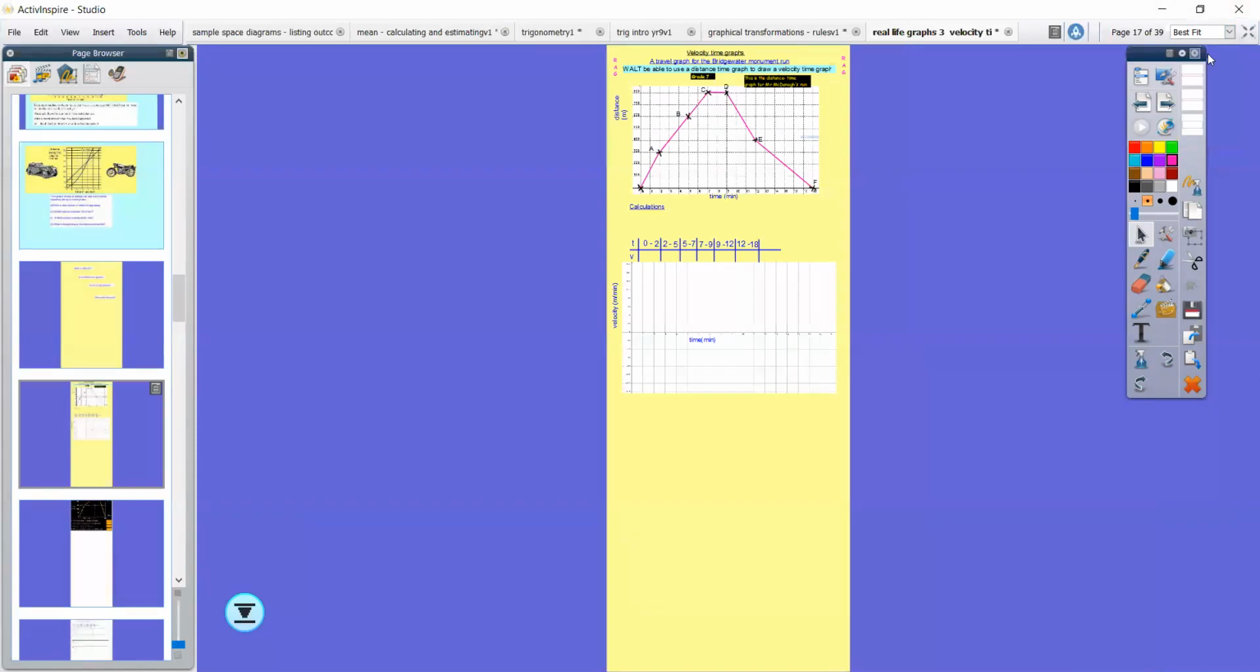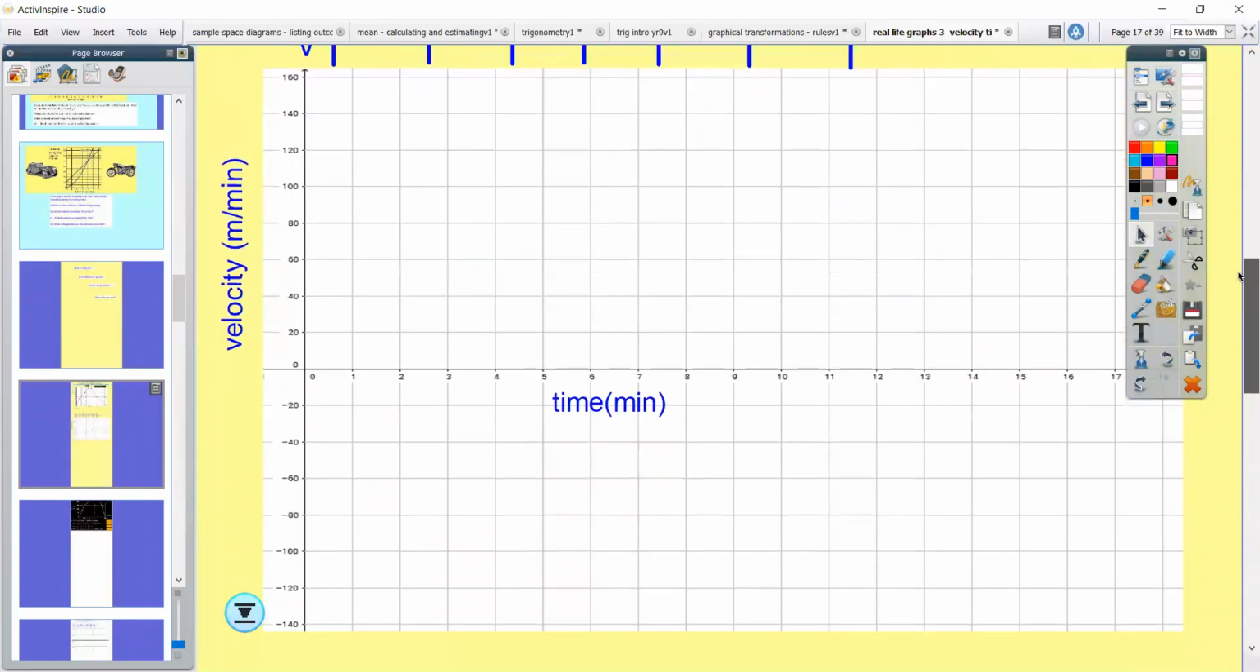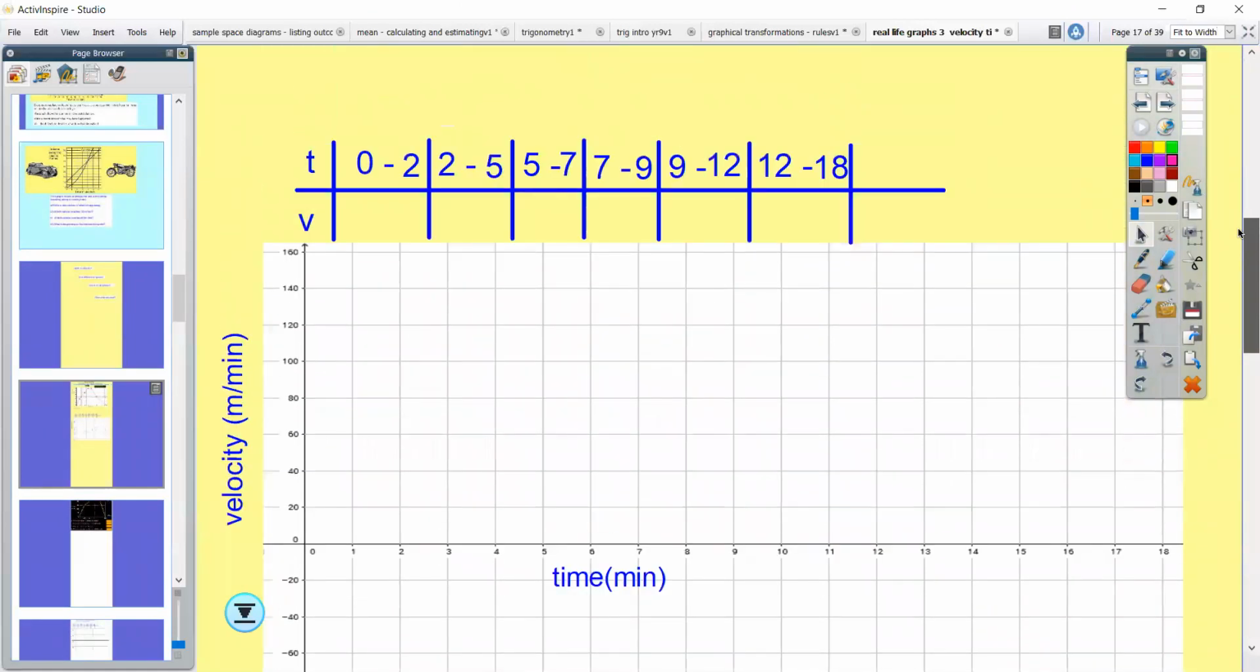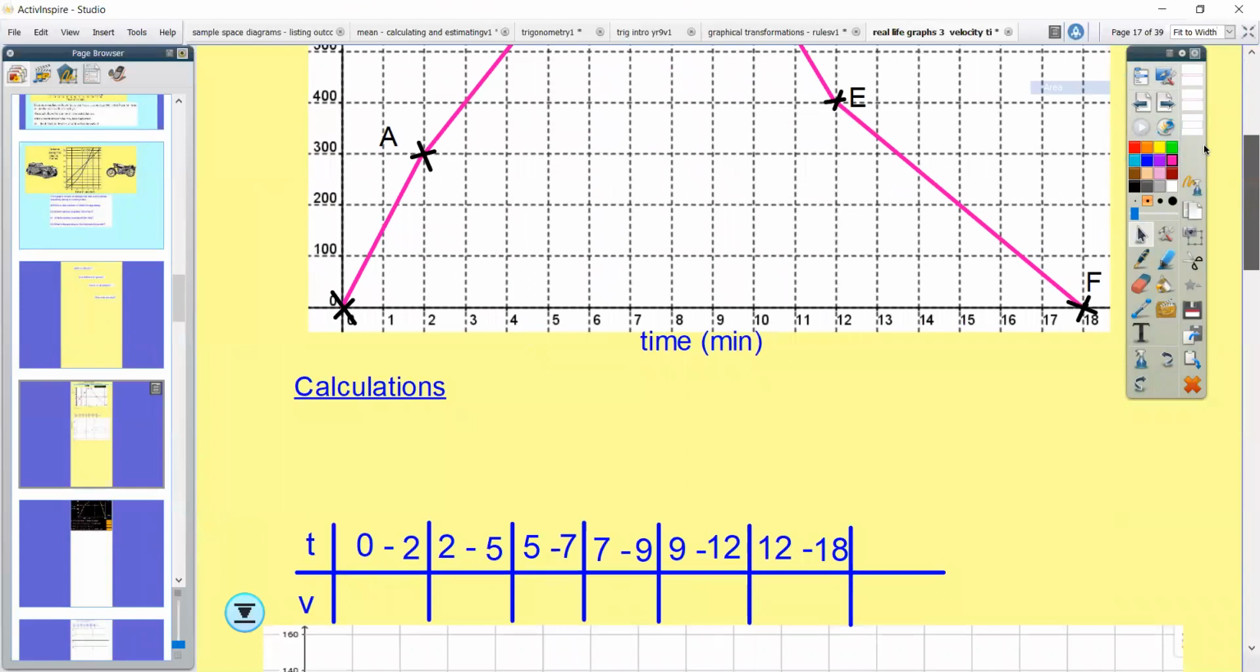So, this one here, there's the graph. And then underneath it, I print the whole thing out and give it to them. Because now what we're going to do is work out the velocities. Now, they've already done this, but what would the velocity time graph look like? Well, we said between 0 and 2 minutes the velocity was 150, wasn't it? So if we look at that, and we're talking about our units, 150 metres per minute.